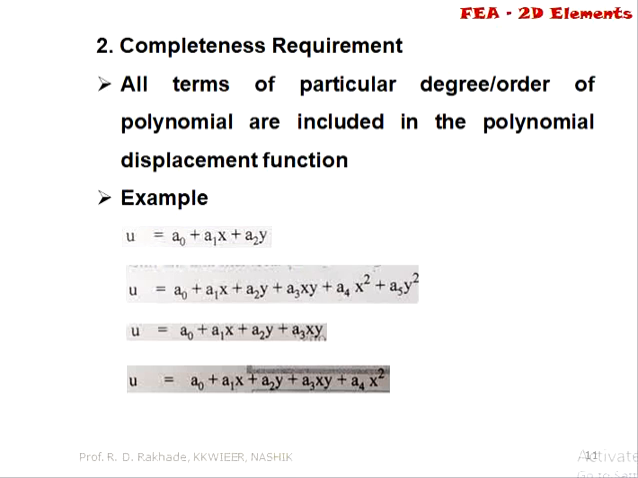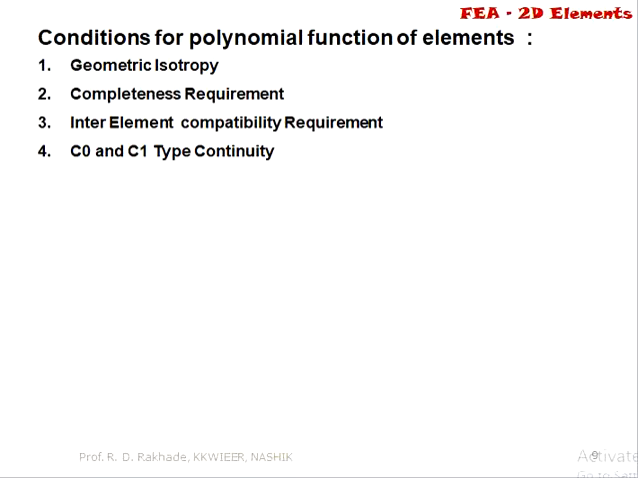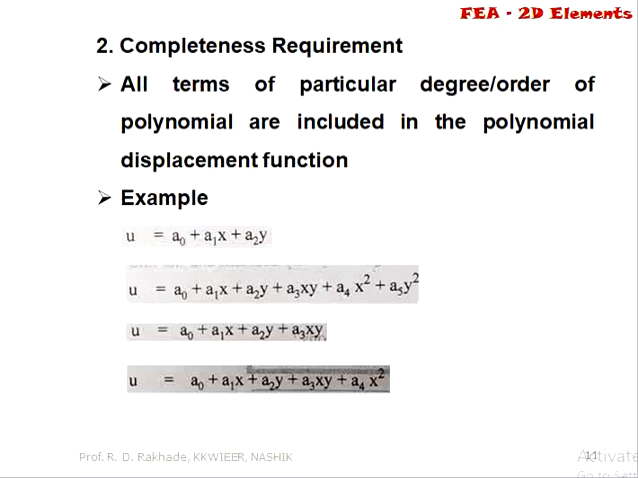Second, that is nothing but the completeness requirement. In short, if you observe this table, if there is any missing term from the given equation, then that is nothing but incompleteness. So a linear element always has 3 terms, quadratic has 6 terms, and a cubic element displacement function should have 10 terms. If any term is missing from the equation, then we can say that is incompleteness.